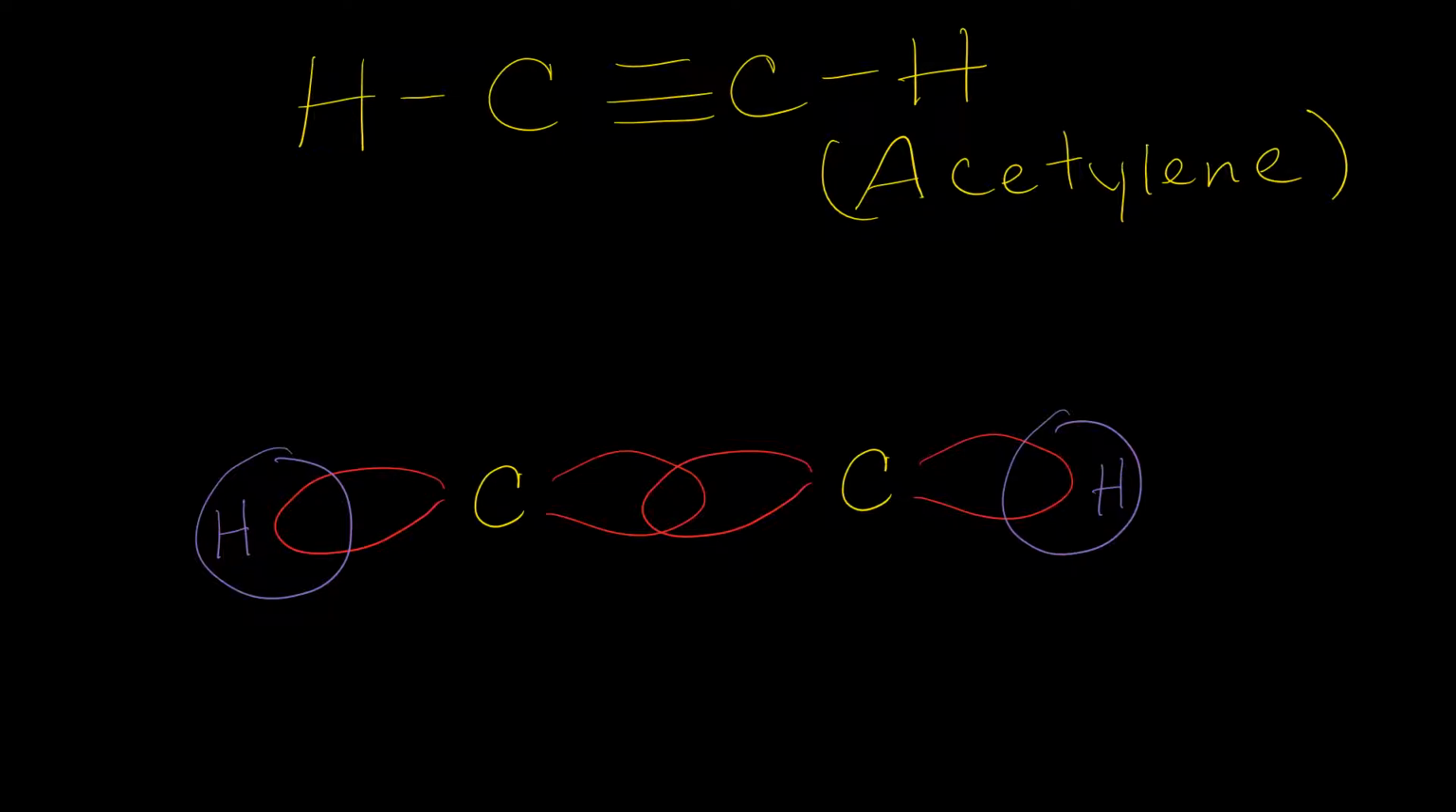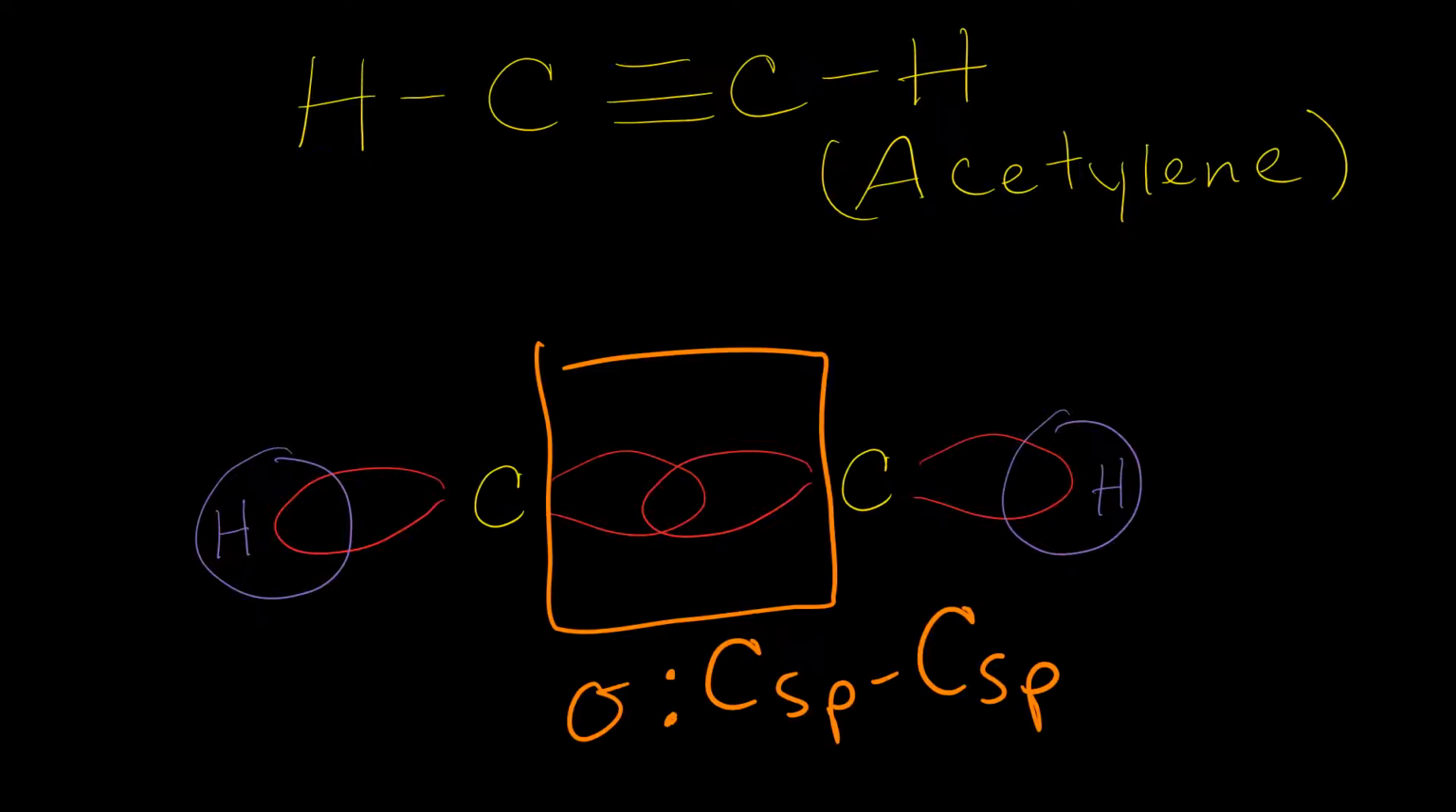The second hybrid orbital of each carbon atom overlaps with the sp orbital of the other carbon to form a sigma bond, and we will notate this overlap and bond formation as sigma colon Csp-Csp. The bond angles in acetylene are about 180 degrees, as we would expect for linear geometry.